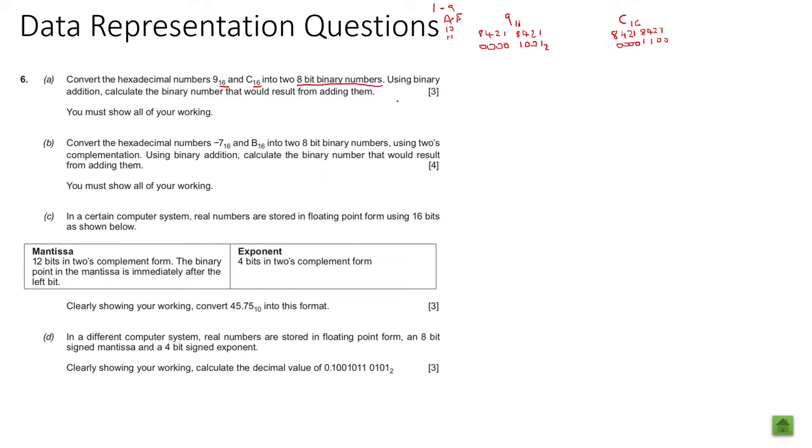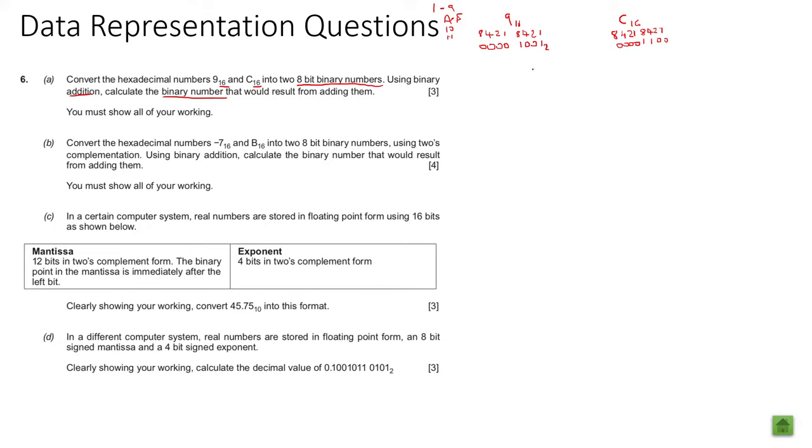Then it says, using binary addition. So I've got to add these 2 numbers together, and it says calculate the binary number. Notice it doesn't say calculate the denary number. If it says calculate the binary number, you can leave it in its 8-bit binary form. Okay. You must show all of your working.